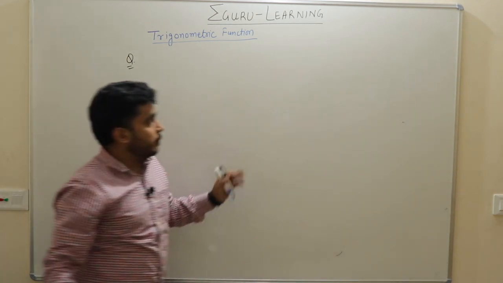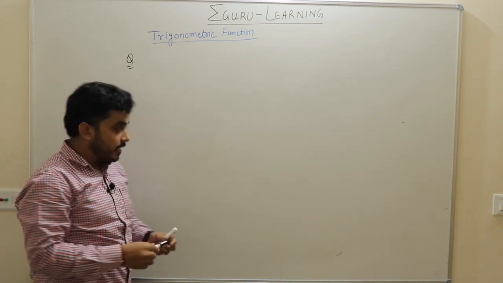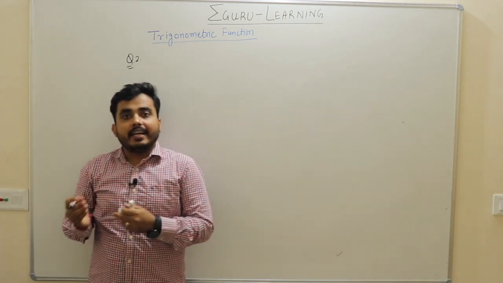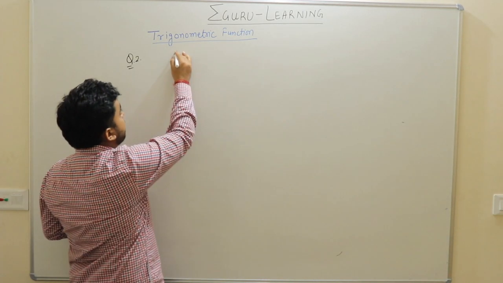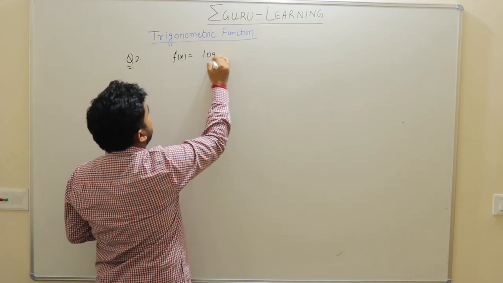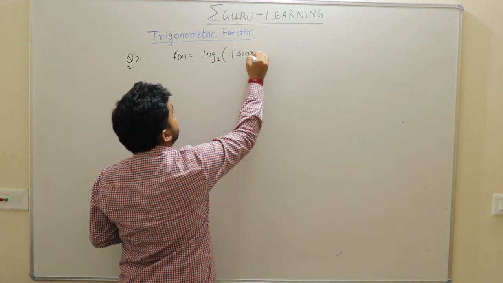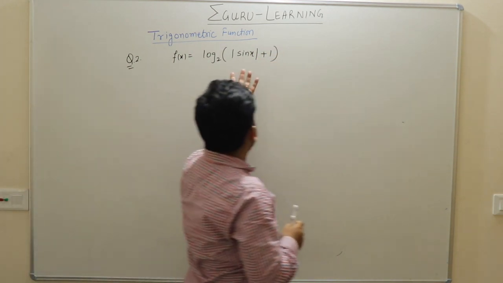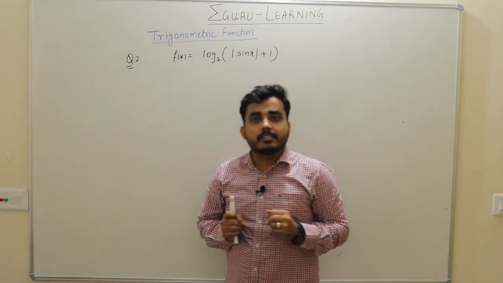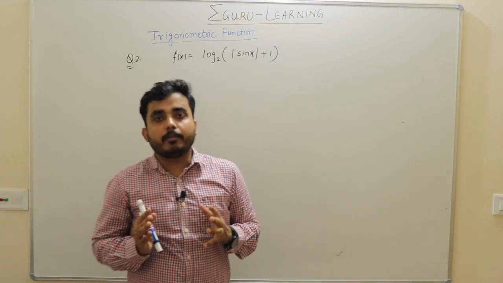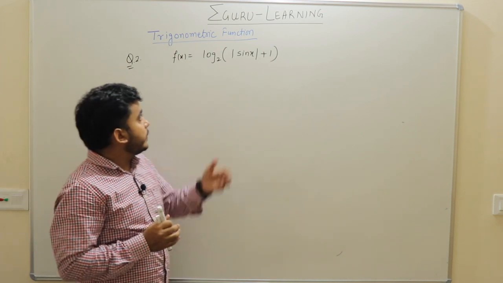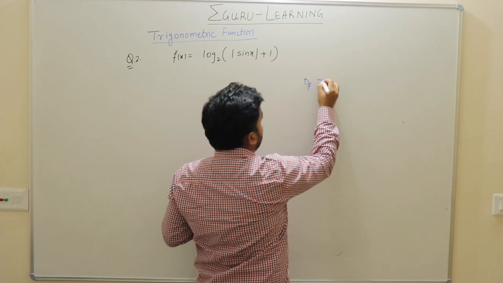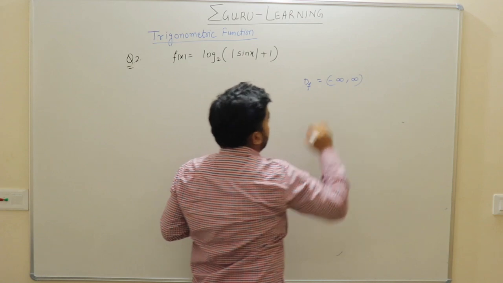So this was the question important from the JEE Advanced point of view, and the same kind of question we are taking now. Question 2 is: find the domain and range of f(x) equals logarithm base 2 of (mod of sin x plus 1). So in this question we need to find out the domain as well as the range of the function. How do we find them? We know that the domain of the function sin x would go from minus infinity to plus infinity. There is no doubt about this.